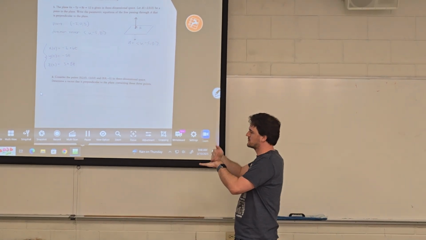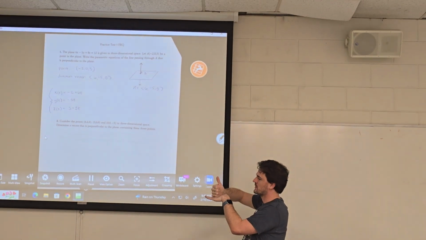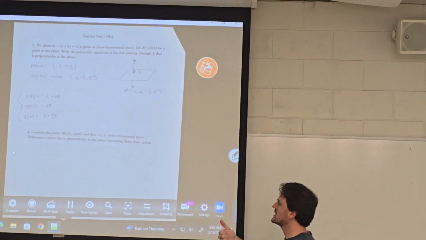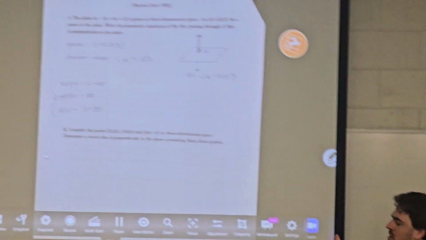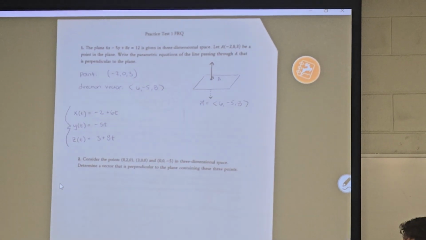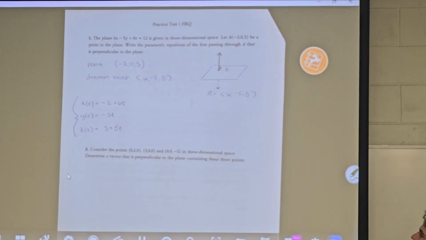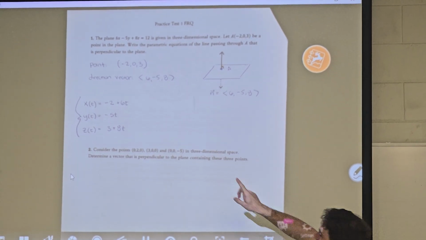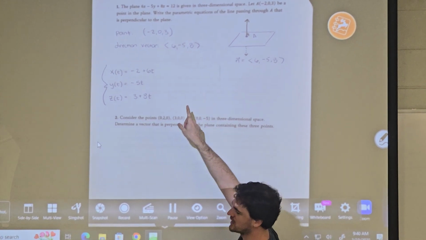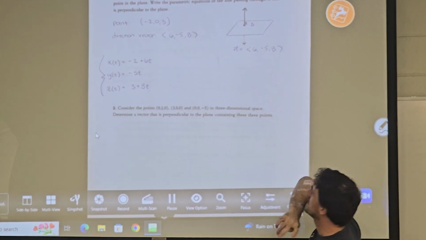And then I just remember this idea that any plane you give me has a normal vector. That normal vector is perpendicular to the plane. Well, that means the direction vector of this line that is perpendicular to the plane needs to have the same direction vector, or scalar multiplier. So I need that point and that direction vector.